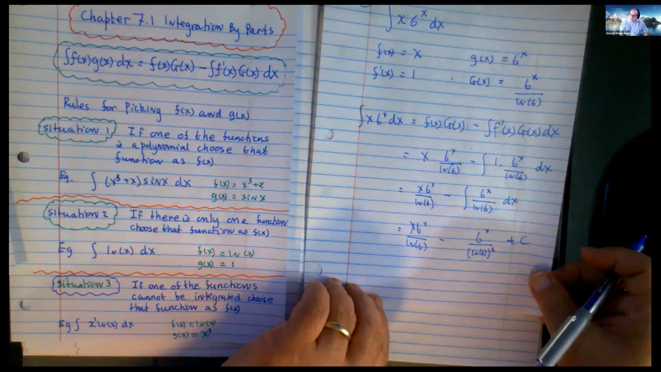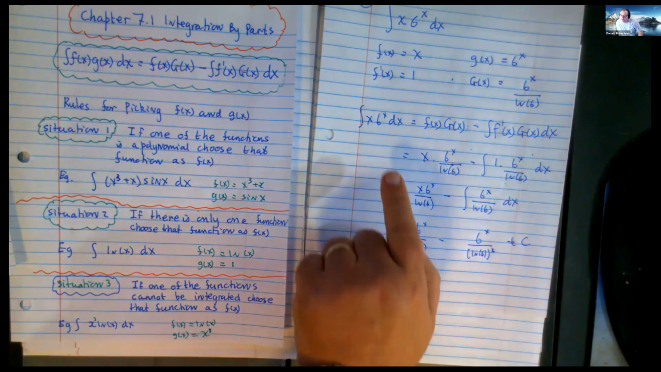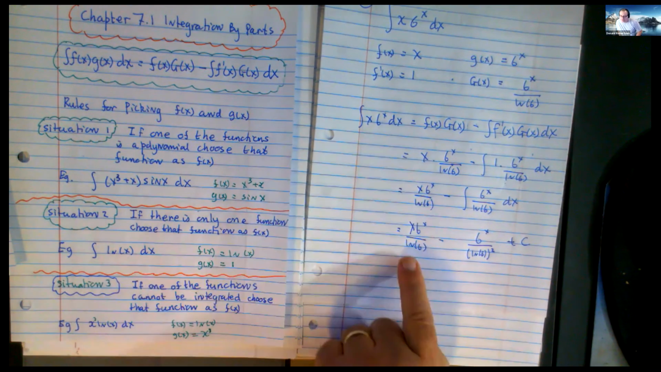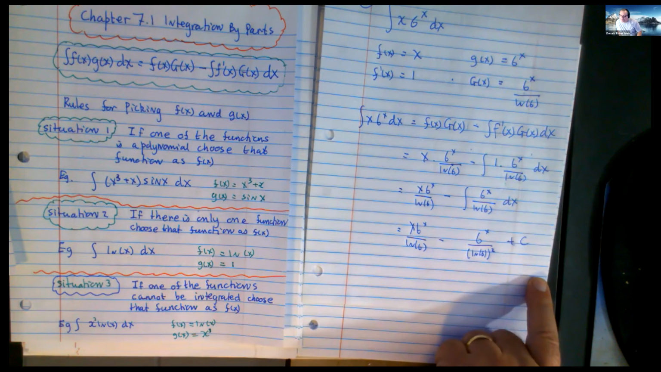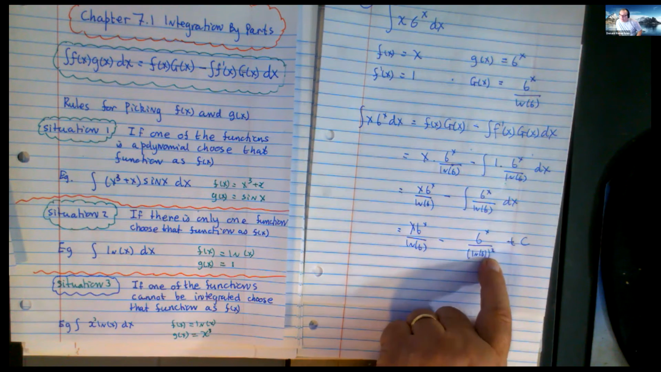So far, so good. The integral of this is that. You comfortable when you integrate this guy, you get an extra log 6 in the bottom, now you've got a square.